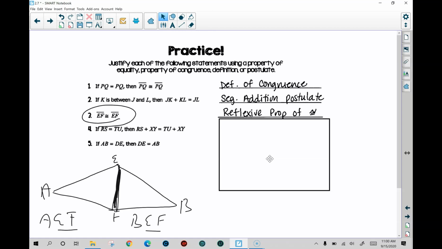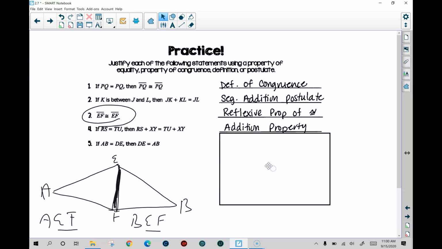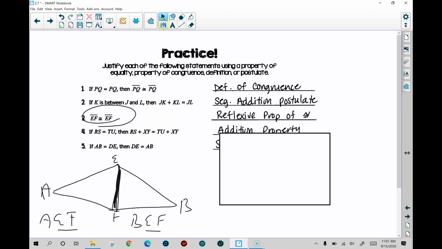Number 4, if RS is equal to TU, then RS plus XY equals TU plus XY. All right, so when we go ahead and we look at that, that is going to be the addition property. Because we're saying that this plus this equals that plus that. And since these are the same, that means RS has to equal TU. So you see the addition here, it's the addition property.